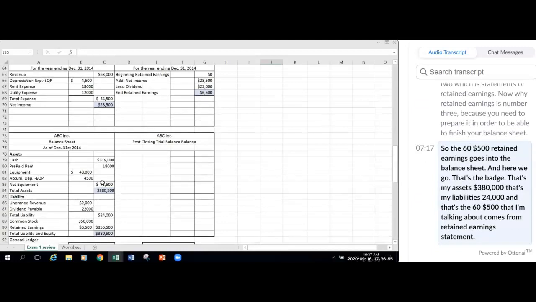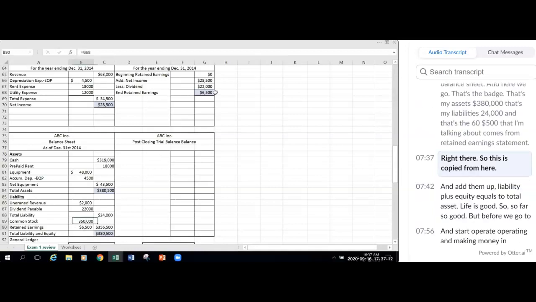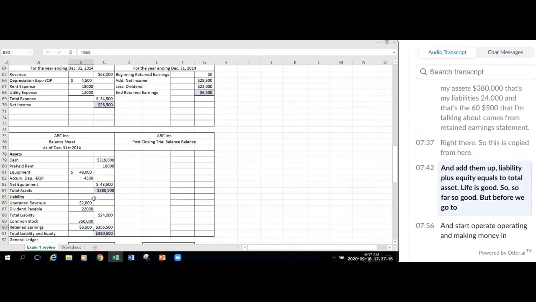That's the balance sheet. That's my assets, $380,000. That's my liabilities, $24,000, and that's the $6,500 that I am talking about comes from the retained earnings statement, right there. So this is copied from here, and add them up. Liability plus equity equals total assets. Life is good. So far so good.